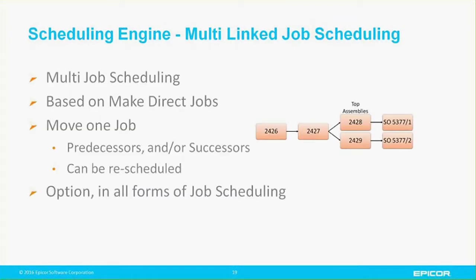As outlined in the coverage of course concepts, multi-link job scheduling can be performed once make direct jobs have been linked together. It enables any movement in one job in the chain to impact on the predecessor and successor jobs in the chain. This type of scheduling is enabled via site-level parameters. However, the master scheduler can override this setting in all job scheduling contexts.